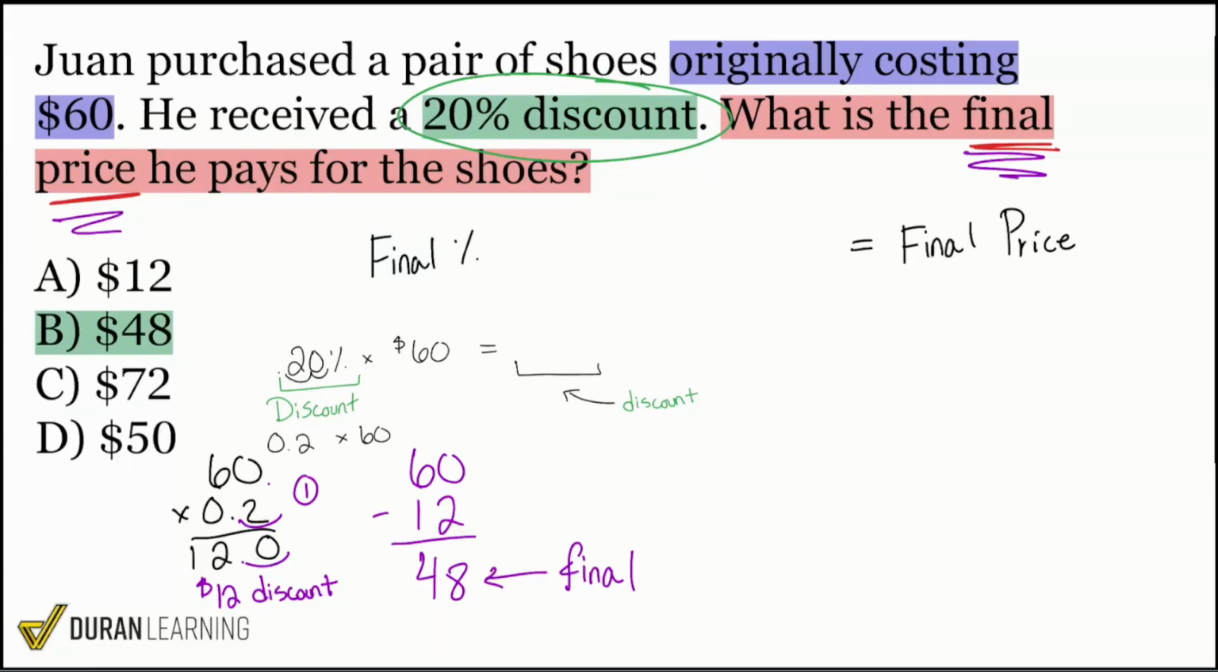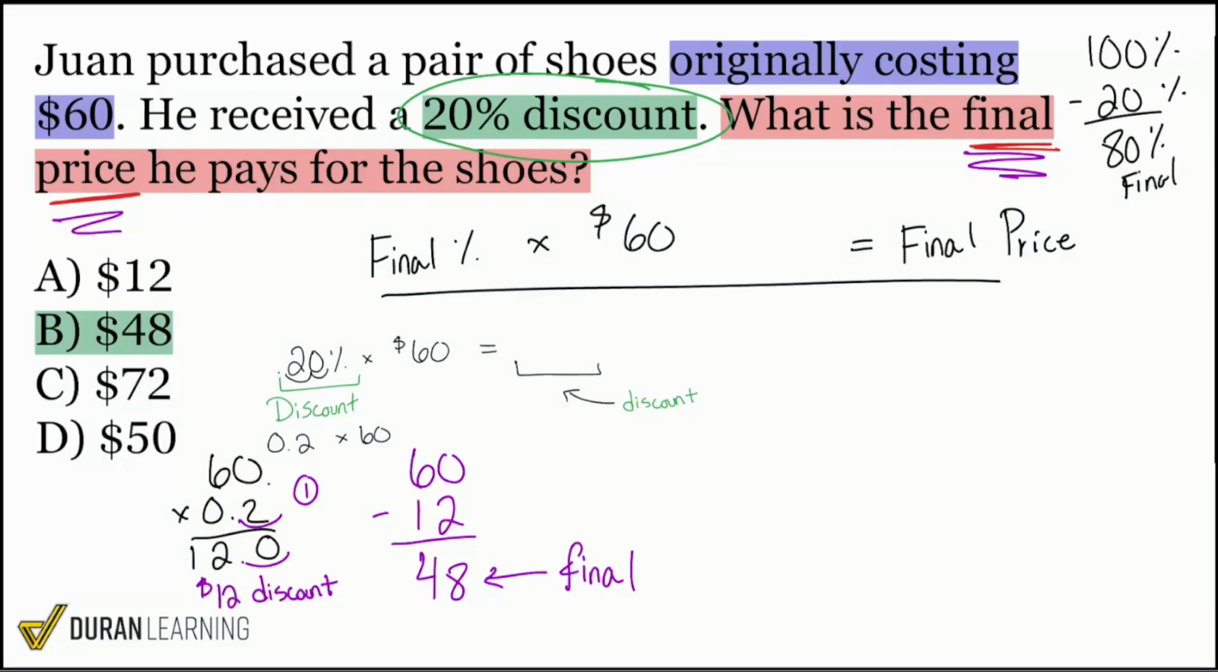And the final percent would be the original 100% minus the 20% discount, and that would be 80%. That's the final percentage. So what we would have is right over here. So this right here would turn into 80% times the $60, and that'll give us the final price.